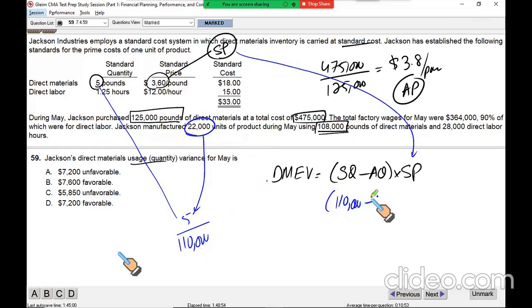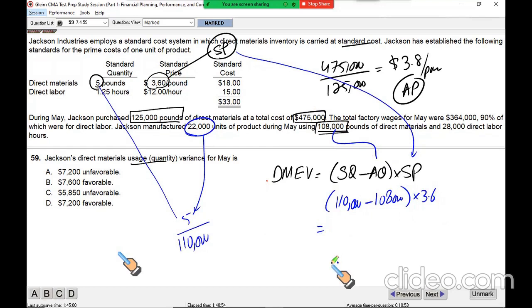What is the actual quantity you used? Jackson manufactured 22,000 units at the rate of 5. It should use 110, but it actually used 108. Whereas the standard price is given as 3.6. You need to extract the information correctly and you will get the correct answer.